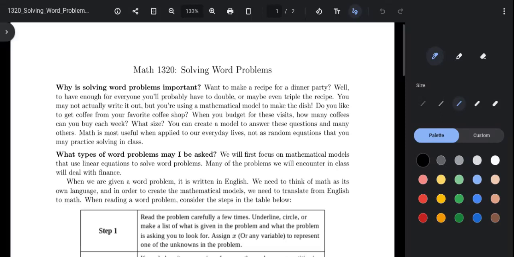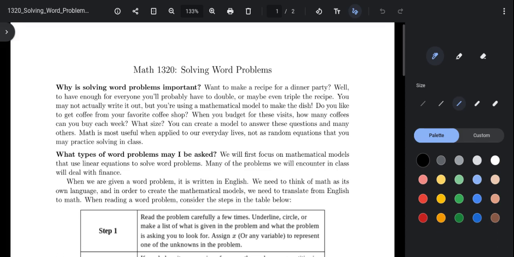Hi everyone. In this video, we will talk about how we can set up and solve word problems. So why are we solving word problems? Why is this important? If you read this little paragraph, you can see that there are several different ways in which we have equations and word problems relating to math in our everyday life.